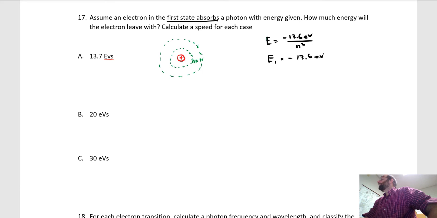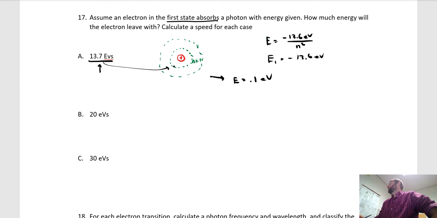Now, if the electron here absorbs 13.7 eV in the form of a photon, there's enough energy to leave with a tiny little bit left over. How much is left over? 0.7. So the electron is going to leave now, and it's going to have an energy equal to, I'm sorry, did I say 0.7? I meant 0.1 eV, or 0.1 electron volts.